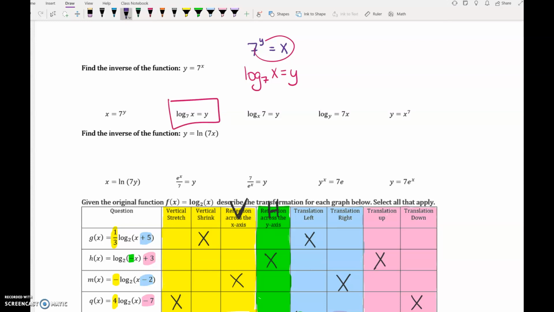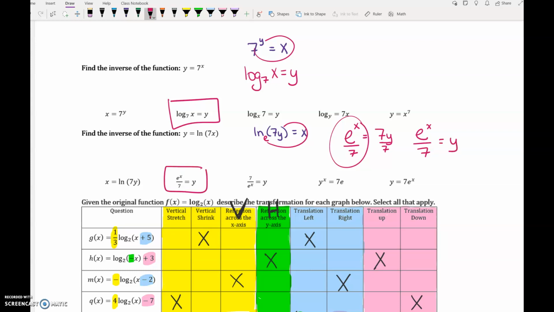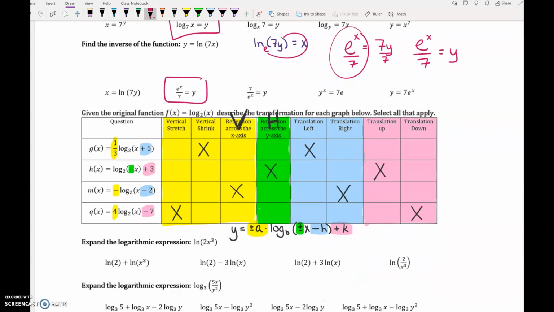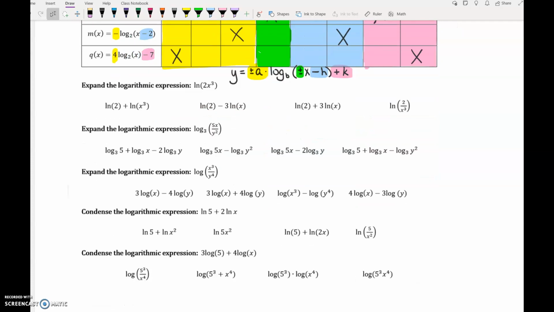The next one, x equals ln of 7y. Again, it's helpful if the x is on the right side. Don't forget that ln means log base e. So when you do the log ride, you're doing e to the x equals 7y. You finish this off by dividing by 7. So we're going to have e to the x over 7 equals y. If you want help with this table, that's on a different video.